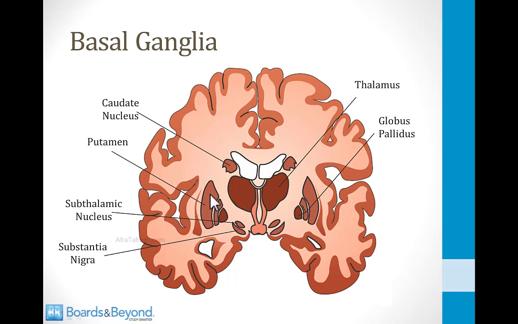Over to the side here are 3 structures. The big one on the outside is called the putamen, and the 2 smaller ones in the middle are called the globus pallidus. And then down here at the bottom we have the subthalamic nucleus on top and the substantia nigra a little bit lower down. So make sure you understand where all those structures are in this image and in other cross sections of the brain.